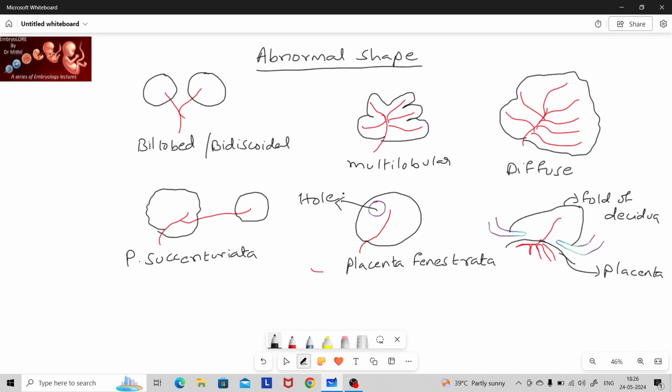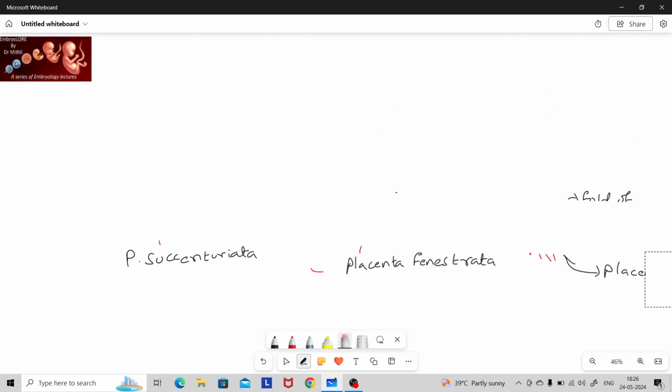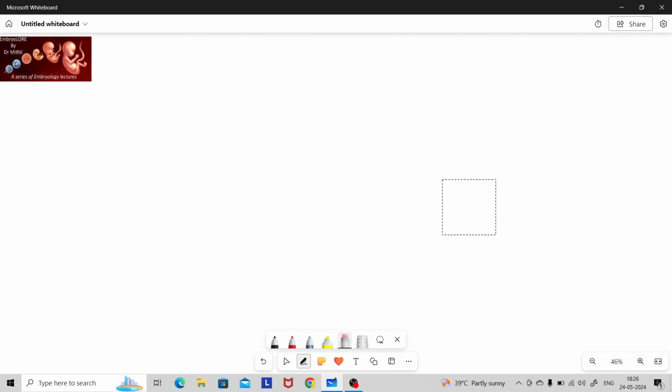Now next coming to the anomalies due to the abnormal site of the attachment. Let us understand this with the diagrams. So that is the anomalies of the placenta according to the abnormal attachment of the umbilical cord.